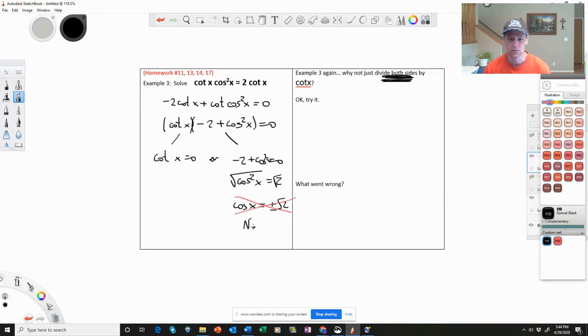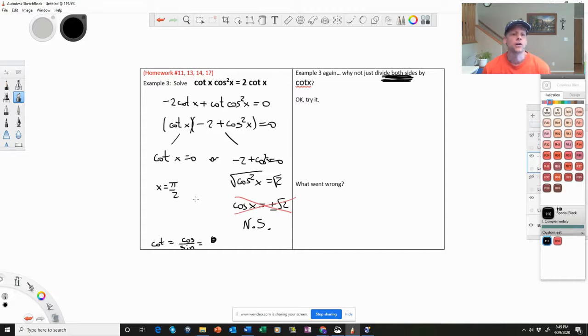This is going to be a no solution piece. The cosine, which is the adjacent over the hypotenuse, can't be more than 1. Now the cotangent of x equals 0: just as a reminder, the cotangent is the cosine over the sine. So if I want this to be 0, I need to know where the cosine is going to be 0. And of course, the cosine is 0 at pi over 2. So I can say that x will equal pi over 2.